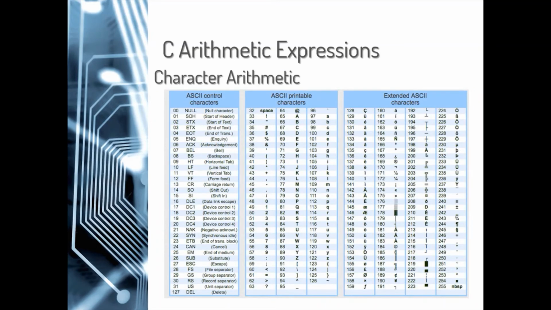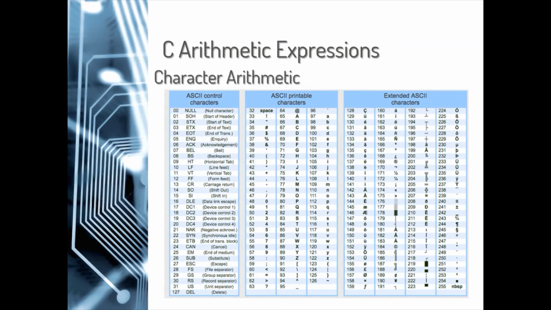Next is character arithmetic. In character arithmetic, you have to keep in mind the ASCII table. These characters are basically just integers, so they have corresponding integer values. For example, if you use the letter A, its corresponding integer value is 65. If we use the letter P, its corresponding integer value is 80.